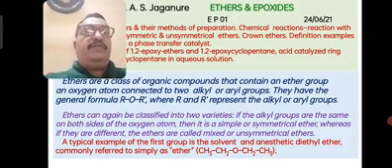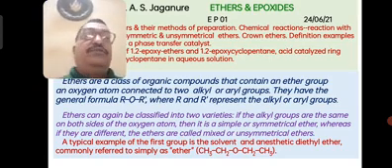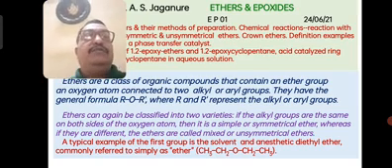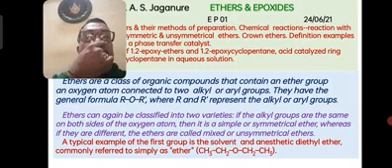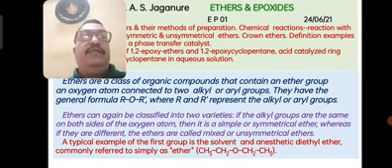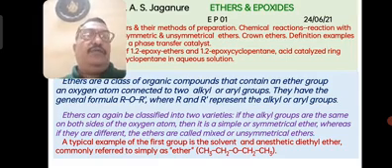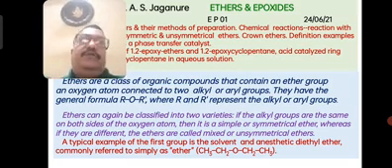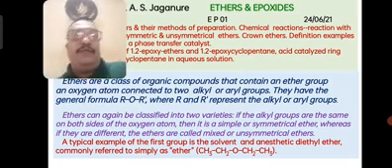Ethers can be classified into two types. If R and R dash are the same, for example CH3OCH3, it is called a simple ether. If R and R dash are different, for example one is CH3 and another is C2H5, so ethyl methyl ether, it is called a mixed ether, that is unsymmetrical. Unsymmetrical means the two alkyl groups are different in nature. One is CH3, another is C2H5. So we can classify them into two types.